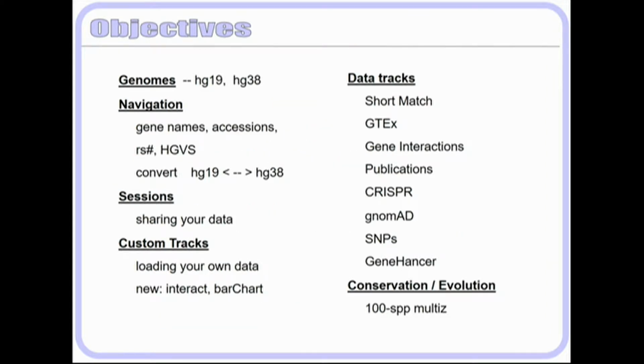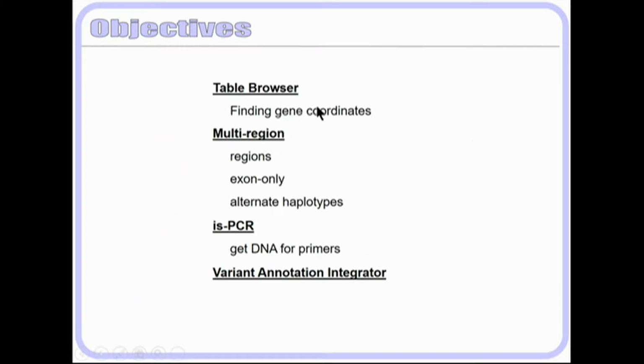So among the objectives I have today are to expose you to all of this stuff in the short time that we have together, talk a little bit about the differences in the human genome assemblies, talk about how to get around in the browser, how to save your thoughts and share them with somebody else, how to load your own data into the browser with custom tracks, some of our data sets that are relevant, talk a little bit about conservation, showing you the 100 species multiZ conservation track, use the table browser to pull some coordinates out for genes.